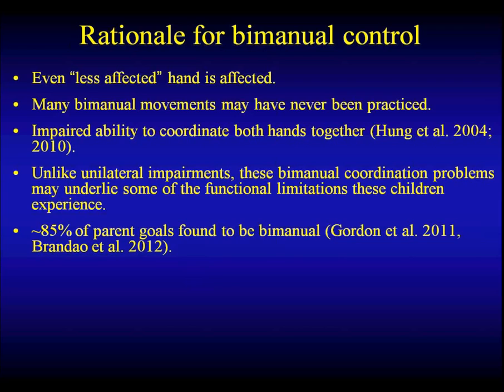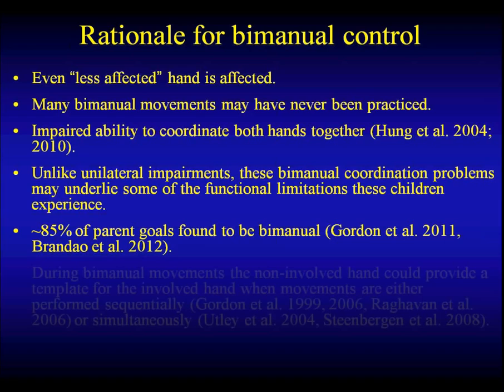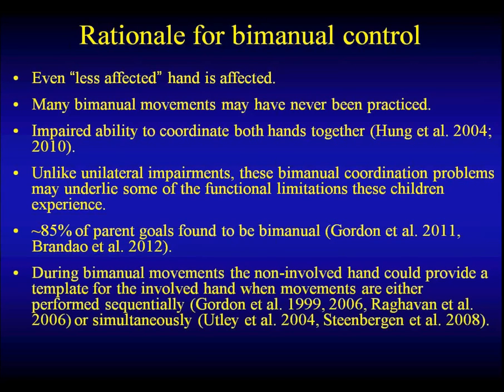Recent studies looking at goals that families have in regards to play and self-care, around 85% of these goals as identified by parents and children were bimanual. So that's something important to keep in mind. And basically, there have been motor control studies that show that the less affected hand can provide a template. It can extract sensory information about objects. It can effectively create kinematic mirroring, basically showing the child exactly what they're trying to achieve by having them first perform the movement with their less affected hand and then repeating it with their more affected hand.